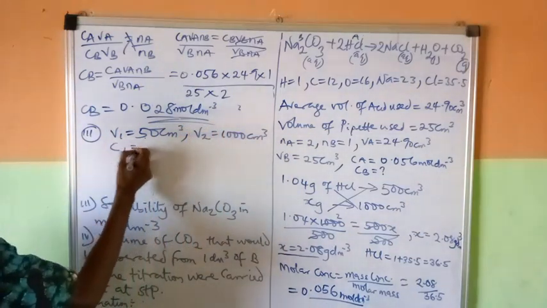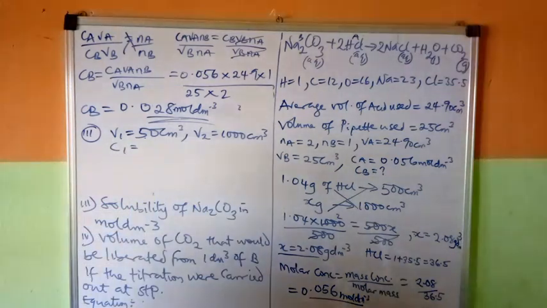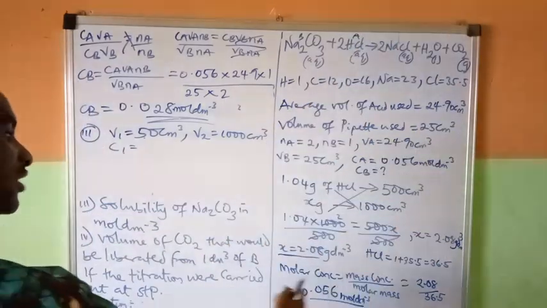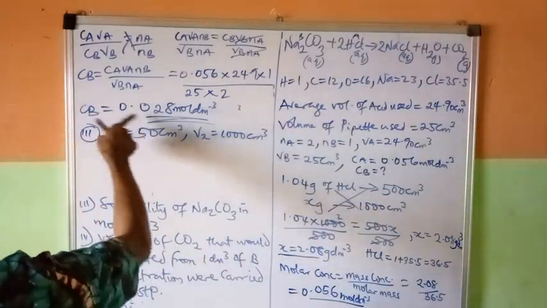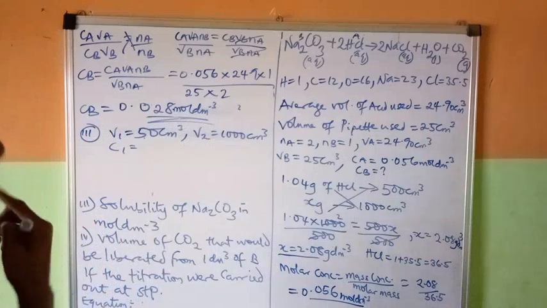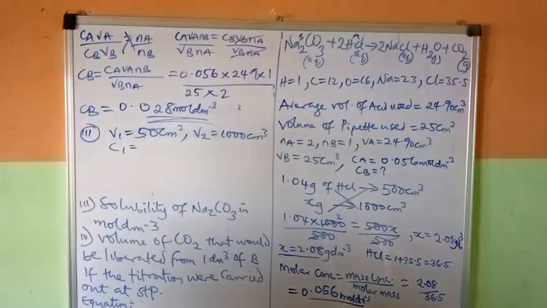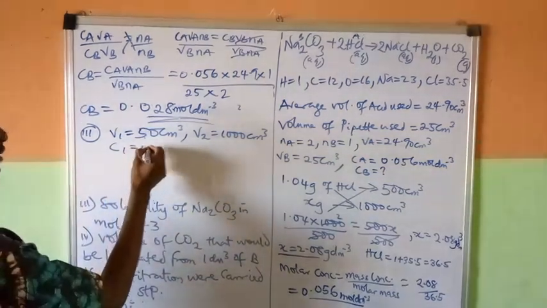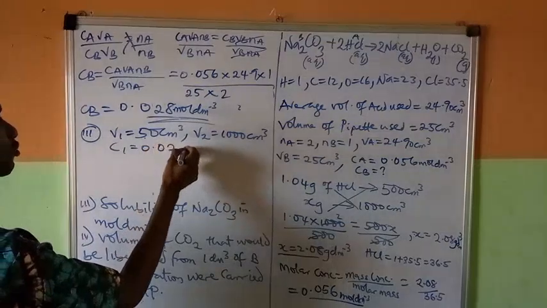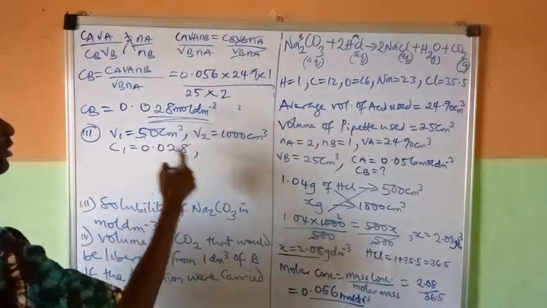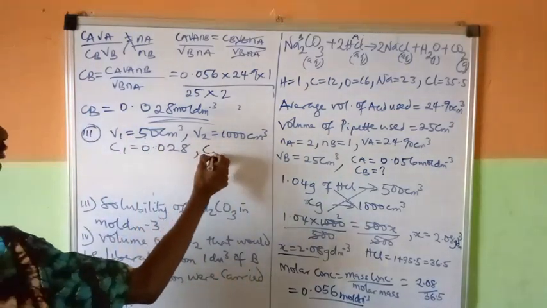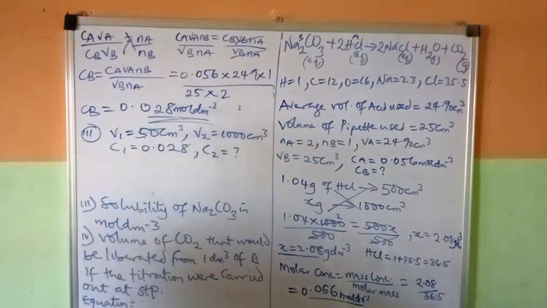Then our C1, which is the concentration of the base after the titration. From our titration, we discovered that the concentration of our B is 0.028. So that is what we are going to be using here. So the initial concentration was 0.028. But when they are now asking us for the solubility, they are asking you for C2. So that's what you calculate.